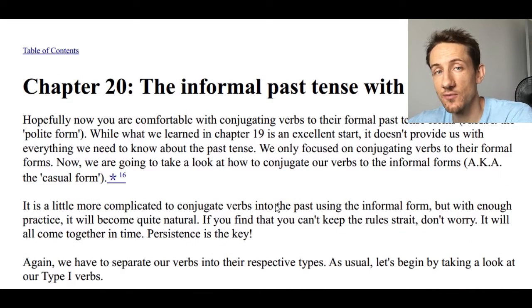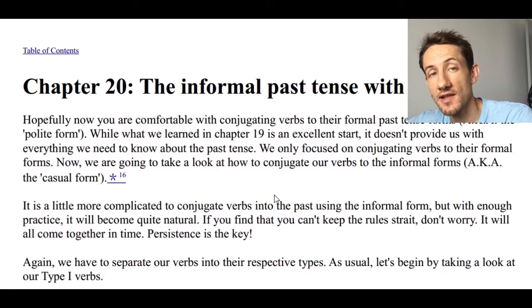Okay, so this time we learned how to use the formal past tense, but now we're going to learn how to make the informal past tense. So when we speak with our friends or someone below us socially, we can use this form, and it's a much more natural way of speaking, and definitely something we should study. So be sure to check that out next week, and we'll see you next time.